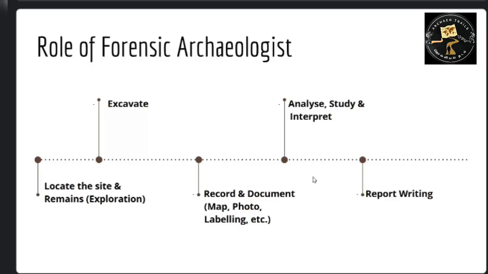Why are record and documentation important? Because once an object is removed from the soil, it will lose its context. For example, let's take a knife. We will not know if the knife was present beside the skeleton or above the skeleton, or somewhere out of context to the skeleton. We will not know that once we collect it out of the soil. So it is very much needed to document where it is found, at which depth, and everything should be noted down.